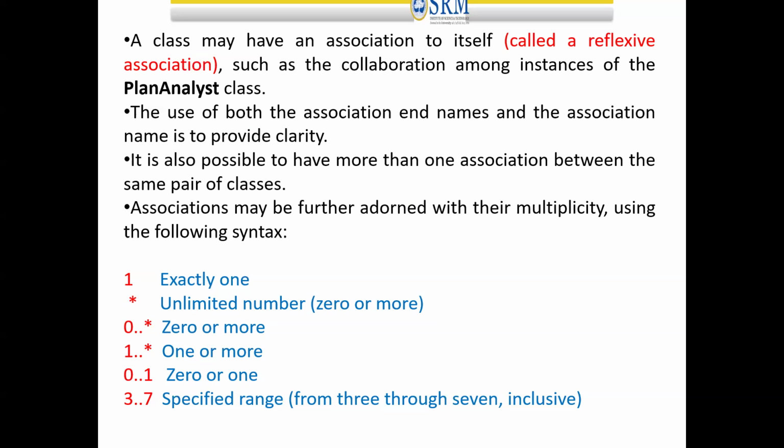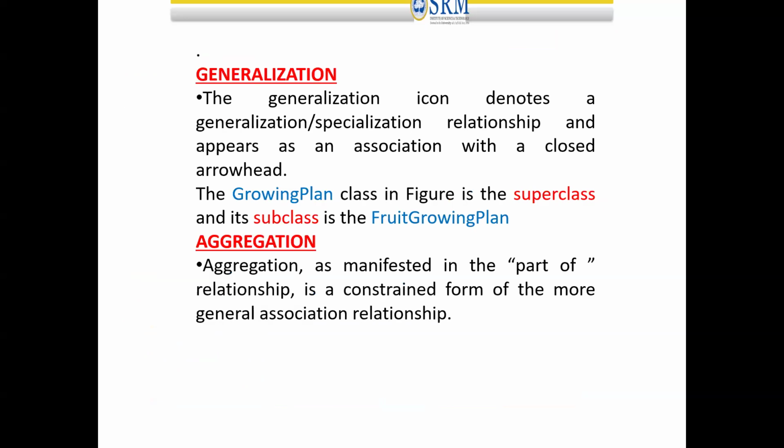So, generalization. The generalization icon denotes a generalization-specialization relationship and appears as an association with a closed arrowhead. The growing plan class in the figure is the superclass and fruit growing plan is the subclass. Aggregation, as manifest, is the part-of relationship, a constrained form of the more generalized association relationship. So the difference between generalization and aggregation is that the generalization icon denotes a generalization-specialization relationship, whereas aggregation is a manifest part-of relationship.